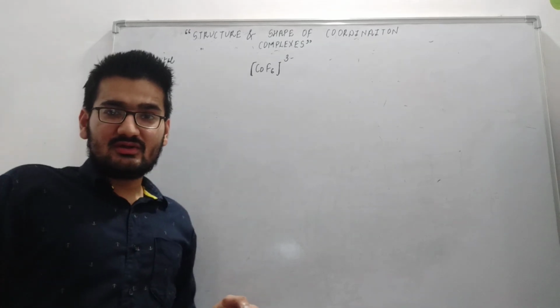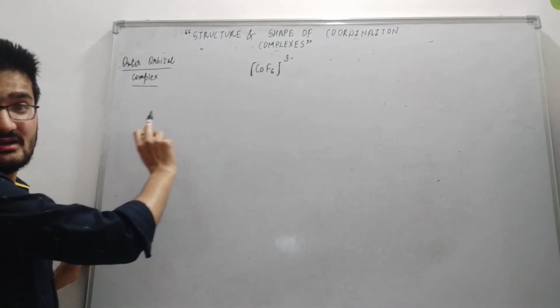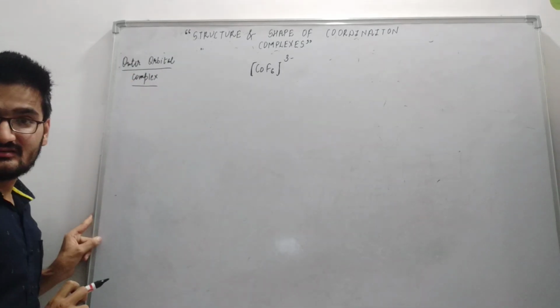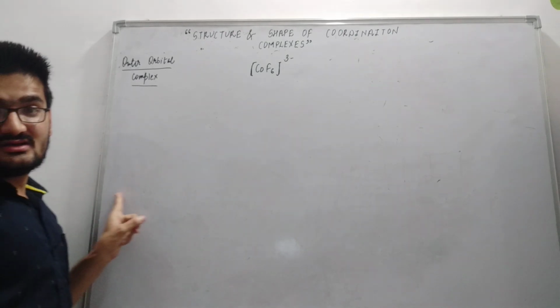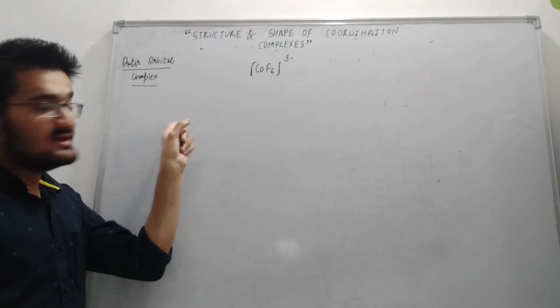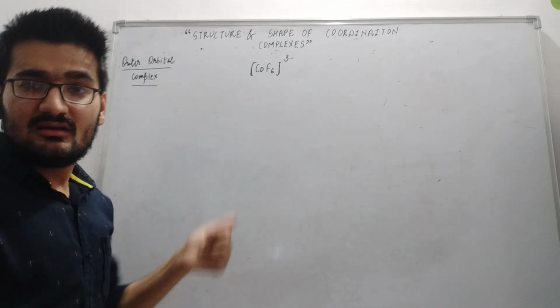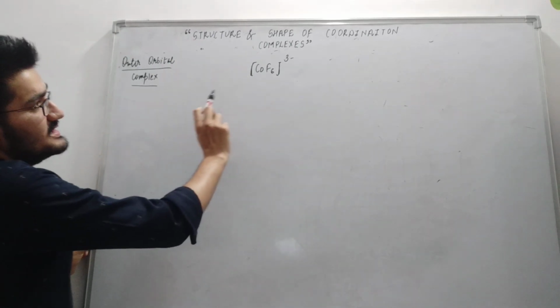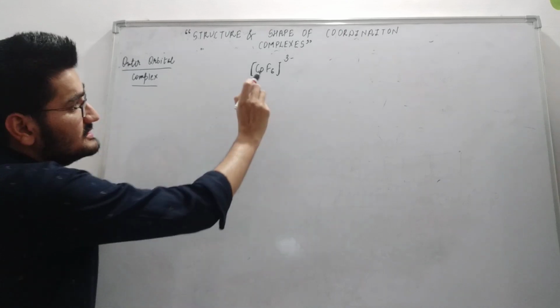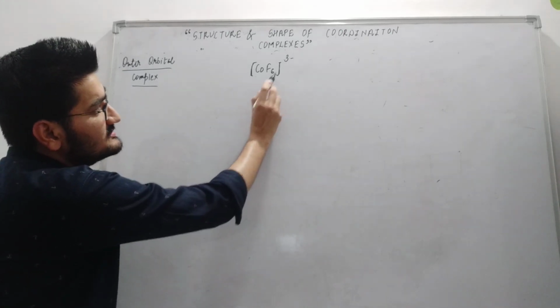Good morning students. So now in this lecture we will complete outer orbital complexes. Before starting the definition of this type of complexes, we have to show the orbital picture and the shape of this complex. And this is the complex CoF6 3-.